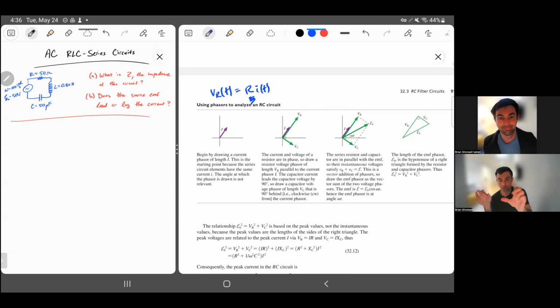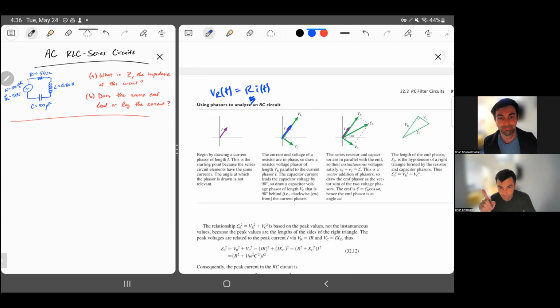Okay, so you have to imagine all of these things. It doesn't really matter what the starting point was. Your book drew it here, but we could have had any starting point. They could have drawn it over here, in which case we would draw the voltage across the capacitor here and the current and the voltage across the resistor here. So we could have done this too. It wouldn't have mattered.